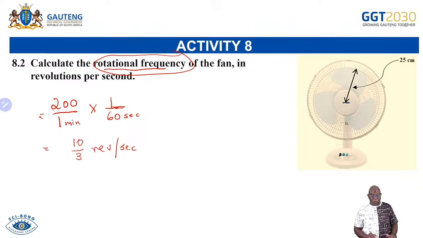Right? Don't multiply it by 60 because you're not going to get revs per second. Remember, these are revs, these are per seconds. Okay? Right. These are revolutions, 200 revolutions. So dividing it by 60, you get to seconds.